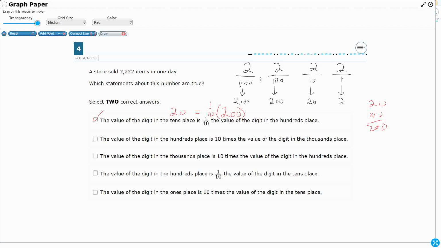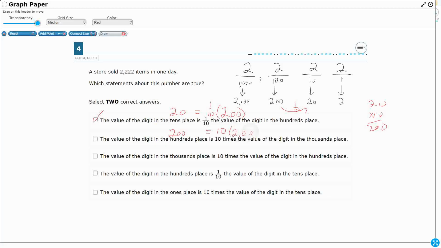Because when the digits are the same, right? If I'm moving to here from the larger spot to a smaller spot, right? It's 1/10 the size. If I go from a smaller to a larger, it's 10 times. Okay, so that one works. We only need to find one more. The value of the digits in the hundreds place, okay, that's 200, is equals 10 times the value of the digit of the thousands place.